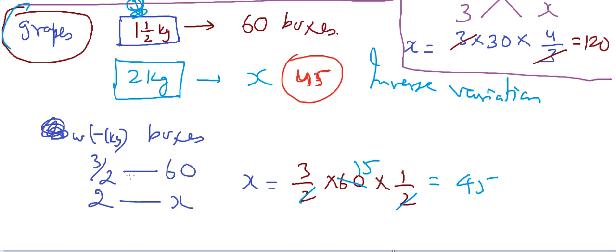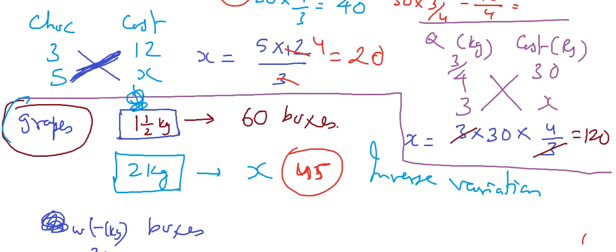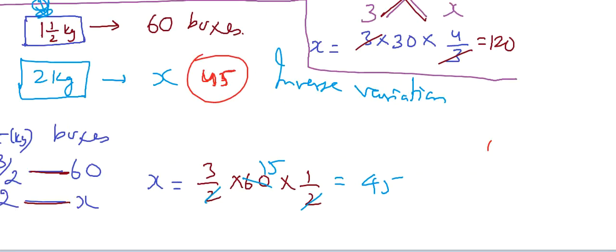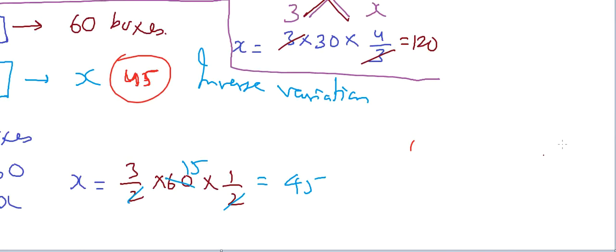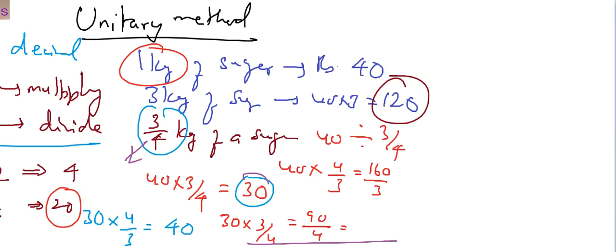In the case of direct variation, you need to cross multiply like this. In the case of inverse variation, it's a straight multiplication, horizontal. That's all. This much only you need to remember or understand, then it will be very easy to solve any problem, whether it's direct variation or inverse variation.